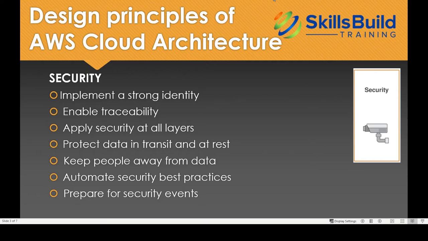To strengthen security of a system and protect it from critical threats and vulnerabilities, AWS suggests following these design principles. Implement a strong identity foundation, enable traceability, apply security at all layers, protect data in transit and at rest, keep people away from data, automate security best practices, and prepare for security events.